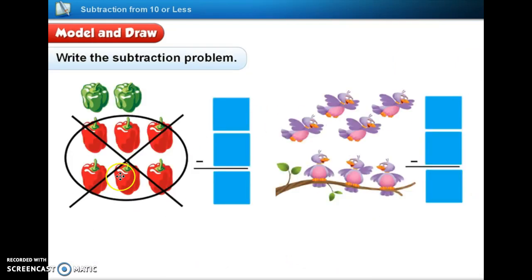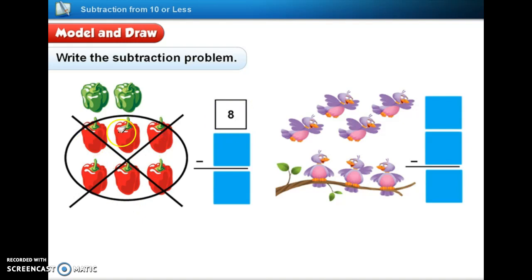These two problems are up at the top in pink. Let's look at this one first. How many peppers did I start with? Let's count them. 1, 2, 3, 4, 5, 6, 7, 8. All right, so in your top box up here, I want you to write 8 because that's the number we started with.